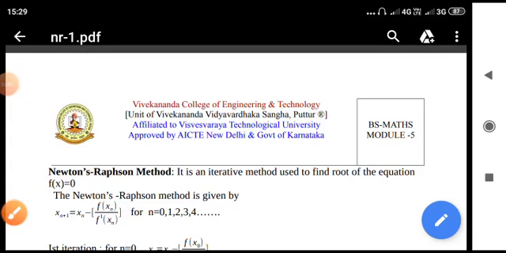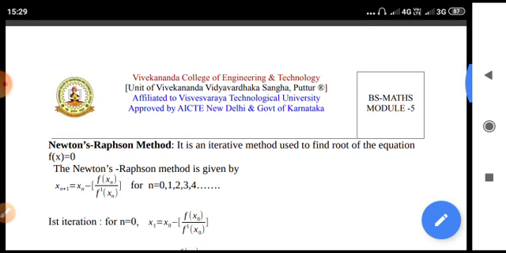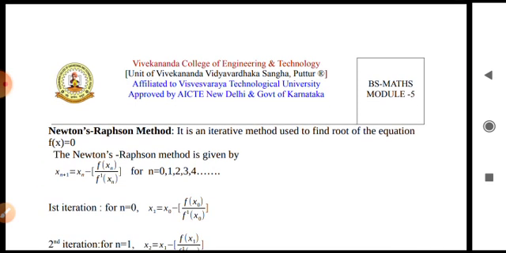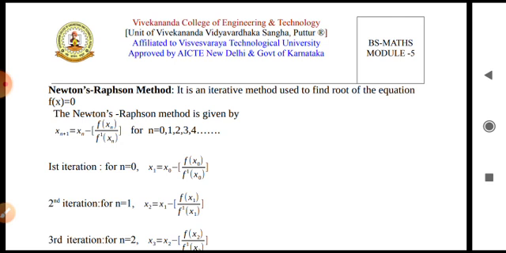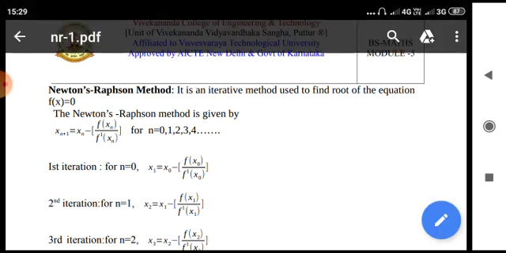Hello students, in this video we learn about Newton-Raphson method. It is an iterative method used to find root of the equation f(x) = 0. The Newton-Raphson method is given by the formula x_{n+1} = x_n - f(x_n) / f'(x_n) for n = 0, 1, 2, etc.